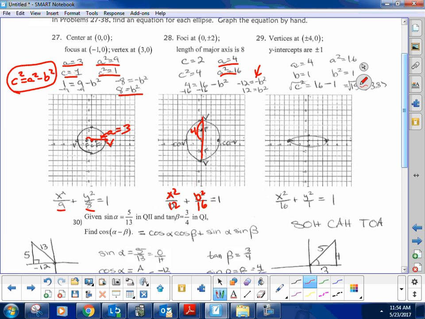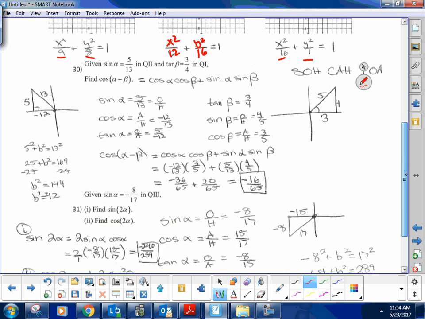This one, you're given vertices, you're given y-intercepts, you're actually given a and b. So from there, you're able to come up with the equation, and also with the foci, which is right over here. All right, now let's go ahead and move on to question 30.